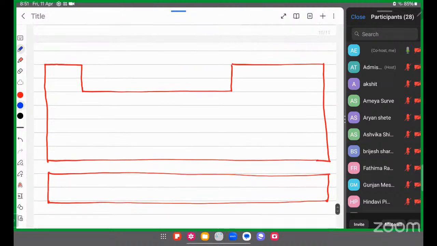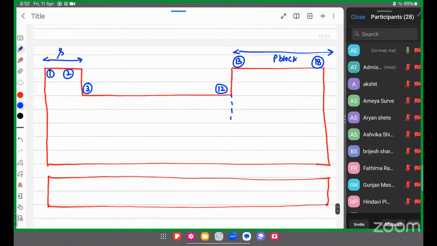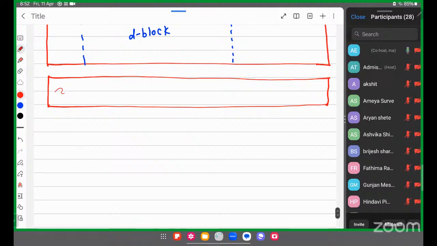Okay, this is a rough sketch of the periodic table, the long form of the periodic table. Here we have group number 1, group number 2. Here we have group number 3 to group number 12. Then we have group number 13 to group number 15. This complete part is the S block. This complete part is the P block. And this one is known as the D block. And then finally we have the last two series at the bottom of the long form periodic table. This is known as the F block.